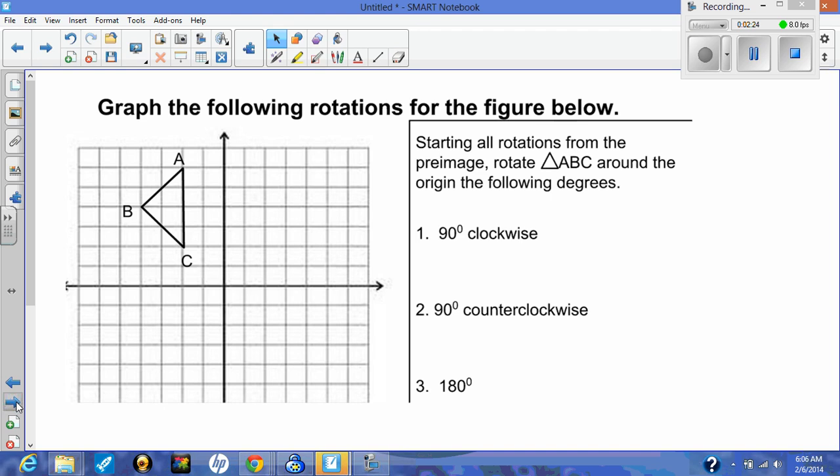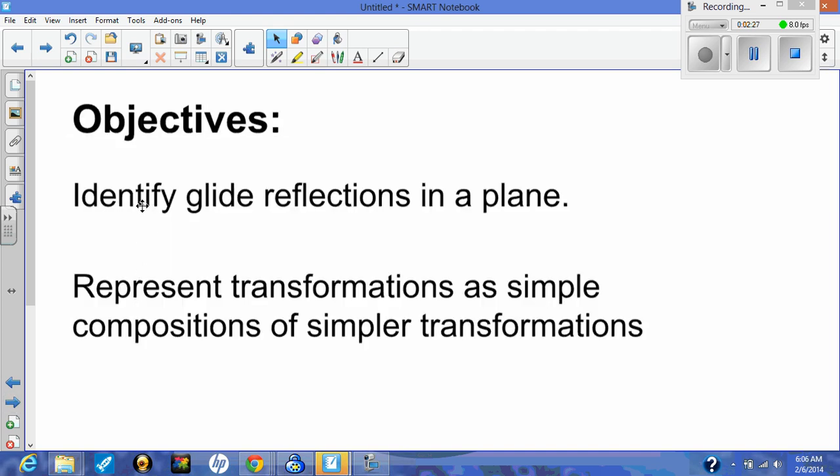Okay, let's go ahead and talk about today's stuff. Our objective today is to identify glide reflections in a plane. A glide reflection is just a composition of transformations, usually a translation with a rotation or translation with a reflection. We also have to represent transformations as simple compositions of simpler transformations. It simply means we're going to have multiple transformations for one problem.